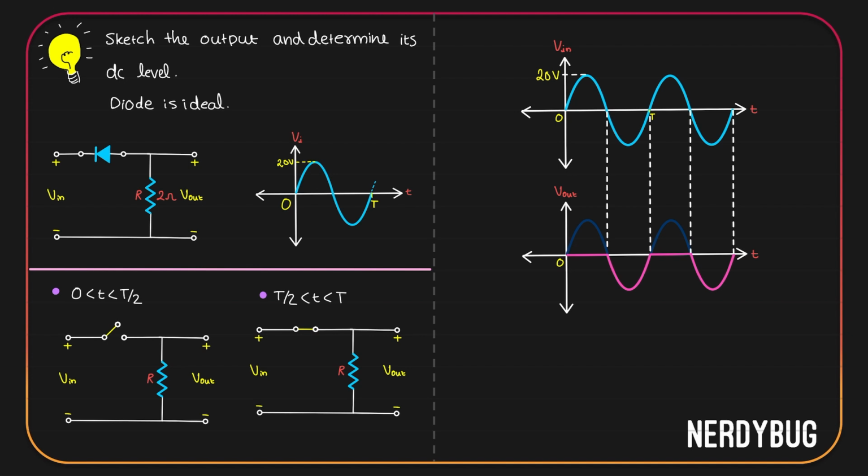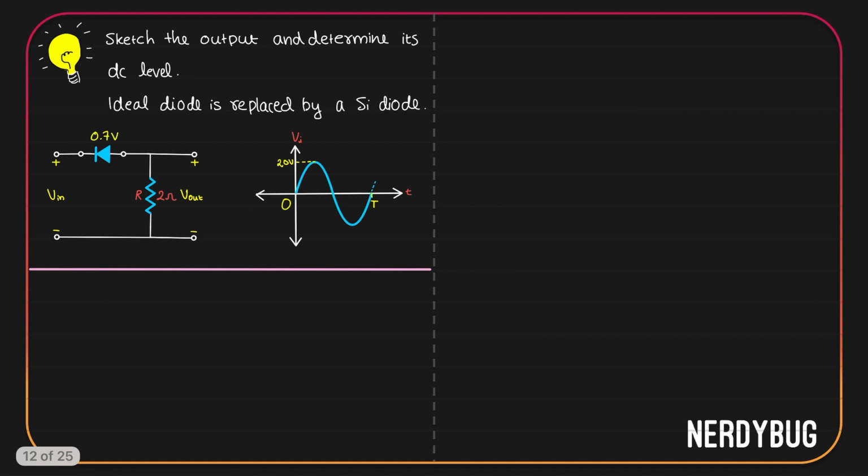Here the positive cycles are rectified and the negative cycles are still there. In this case, the DC value of the output will be negative of 0.318 multiplied by the peak value. Peak value, according to the question, is 20 volt. So we can write minus 0.318 multiplied by 20, which is minus 6.36 volt. Let's go to the next question.